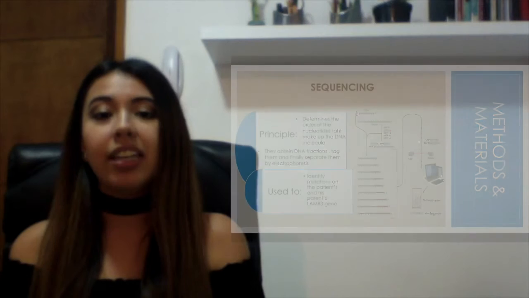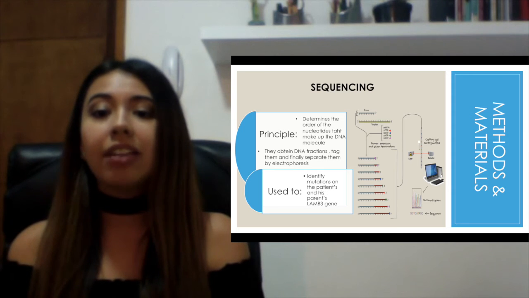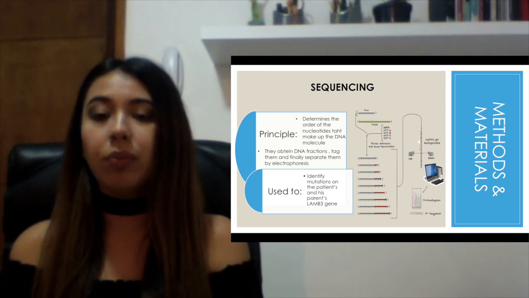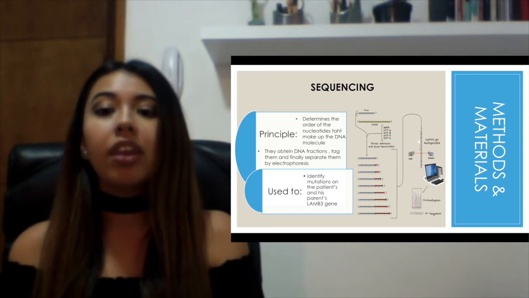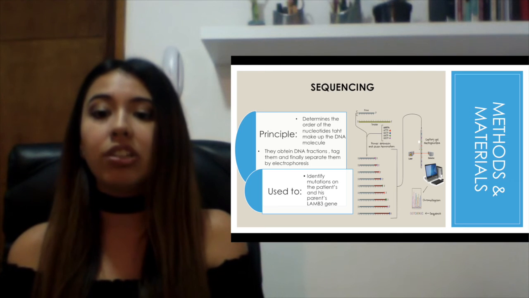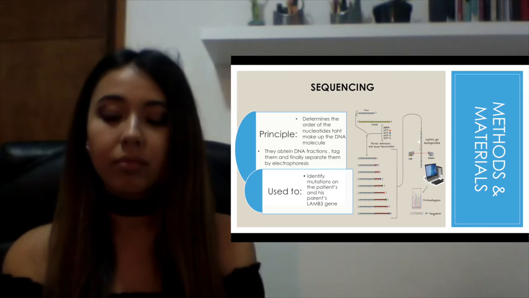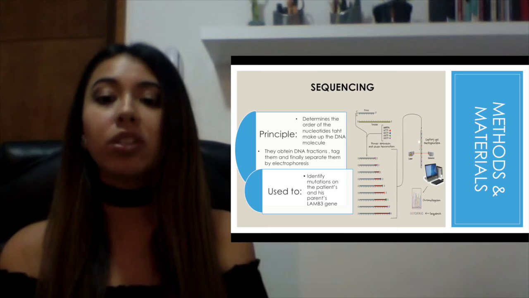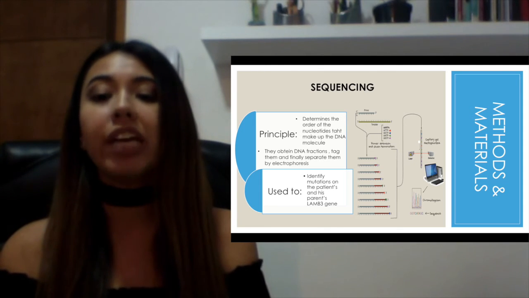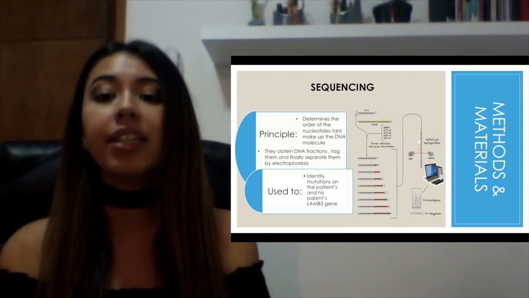Lastly, we have DNA sequencing, which is a technique that determines the order of the nucleotides that make the DNA molecule. It allows us to identify the information contained in a gene, and also it could highlight any changes in the DNA that may cause the disease. In this study, sequencing was used to identify any mutations in the patient and his parents' LAMB3 gene.